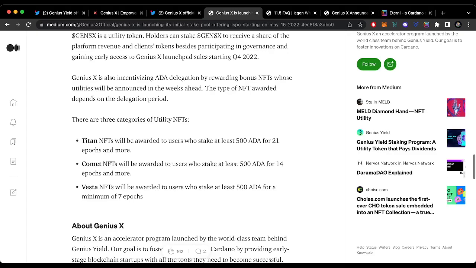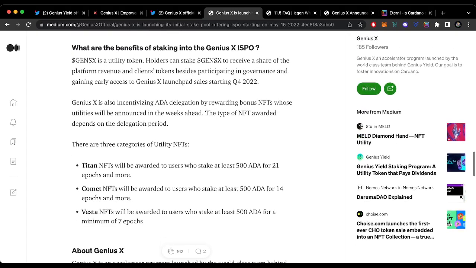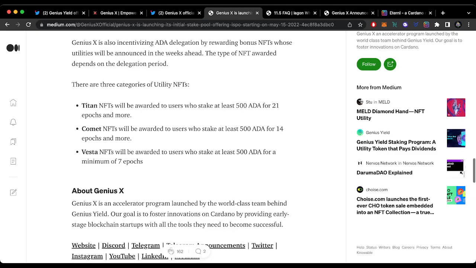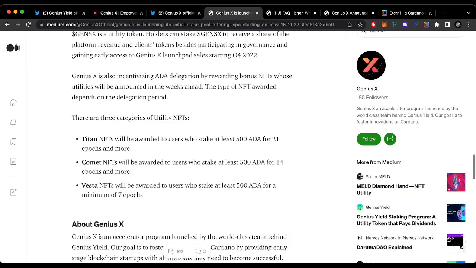Guys, you know I'm going for that Titan NFT. I mean, I've been loyal to Genius Yield, and I will show that same loyalty to Genius X because this team is fantastic. I get a little bit of behind the scenes, but nowhere near the true potential of this project. And I think it's going to be absolutely fantastic.